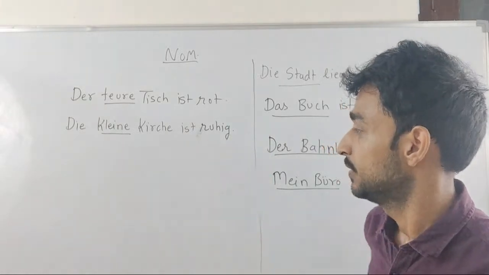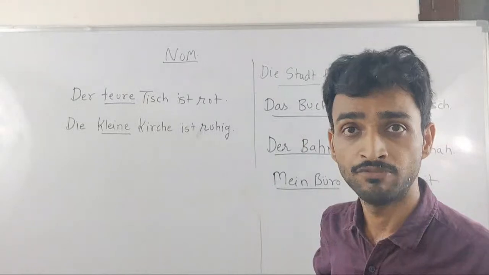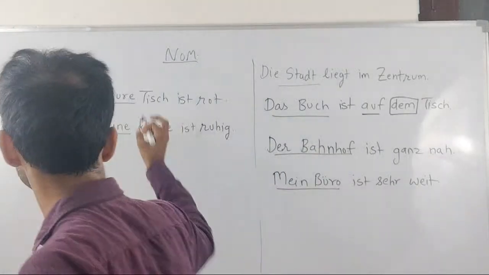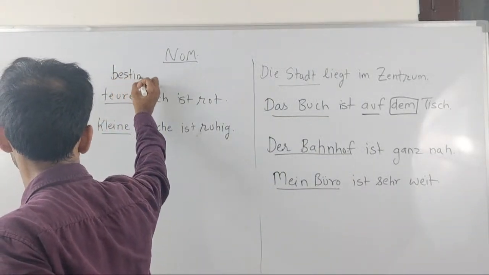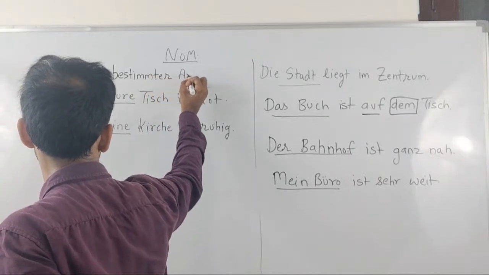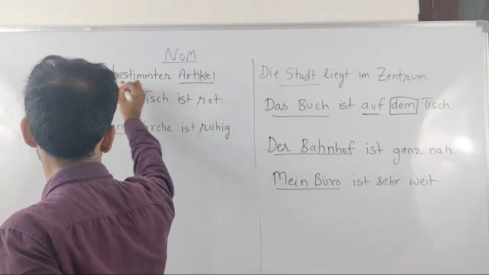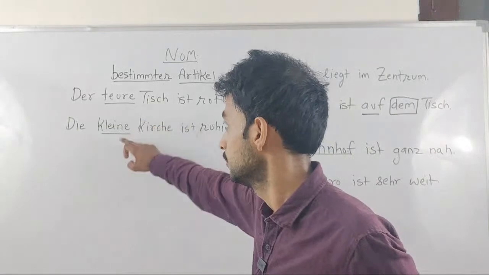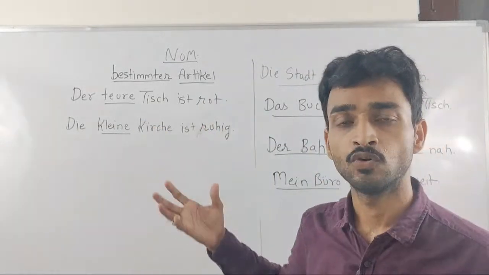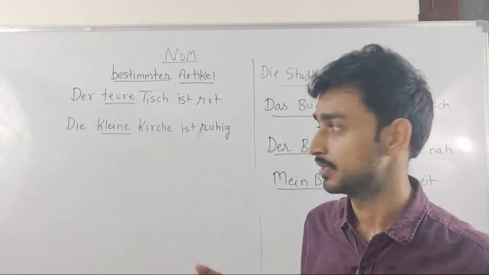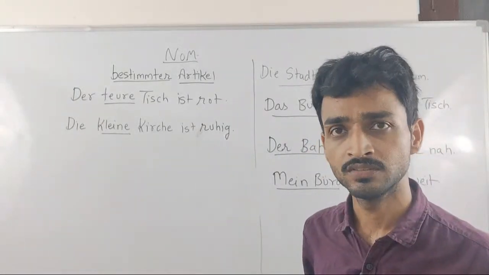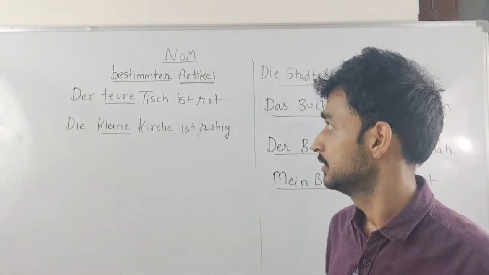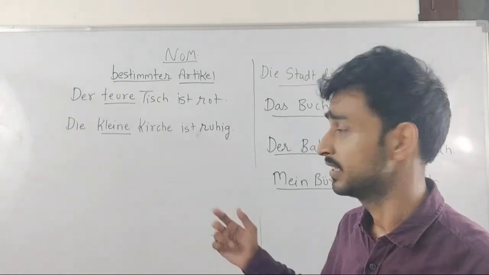Here are the examples with definite article. Bestimmter Artikel, we'll say. Nominative case, bestimmter Artikel. The expensive table. The small church. The, die, der, das, all mean the, definite articles. Die kleine Kirche ist ruhig. The small church is silent, very peaceful. Der teure Tisch ist rot. The expensive table is red. It's of red color. Next sentence.